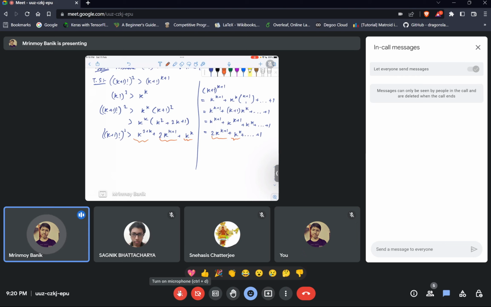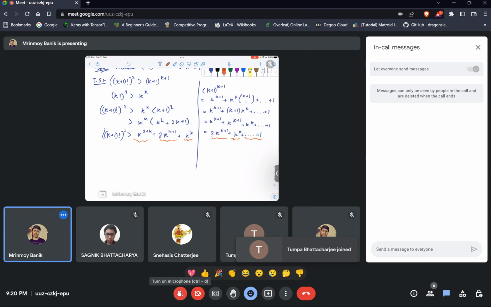Now I have to somehow show that the rest of the terms are indeed smaller than 2k power k plus 2. So how to show that? It is enough to show k power k plus 2 is greater than or equal to (k plus 1 choose 2) k power k minus 1 plus dot dot dot till 1.